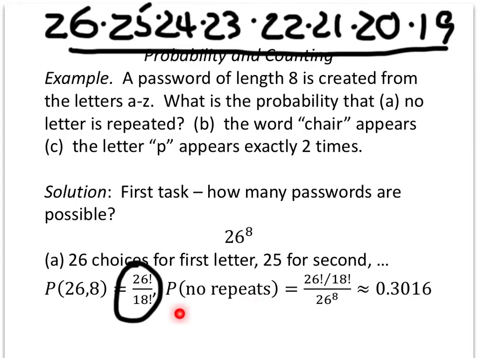So the probability that we don't repeat is the number of permutations of 26 things taken 8 at a time. That's the way we read that, which is this number, divided by the total number in the sample space, which is 26 to the 8th, which I used a calculator and got it's about 0.3016, about a 30.16% chance.